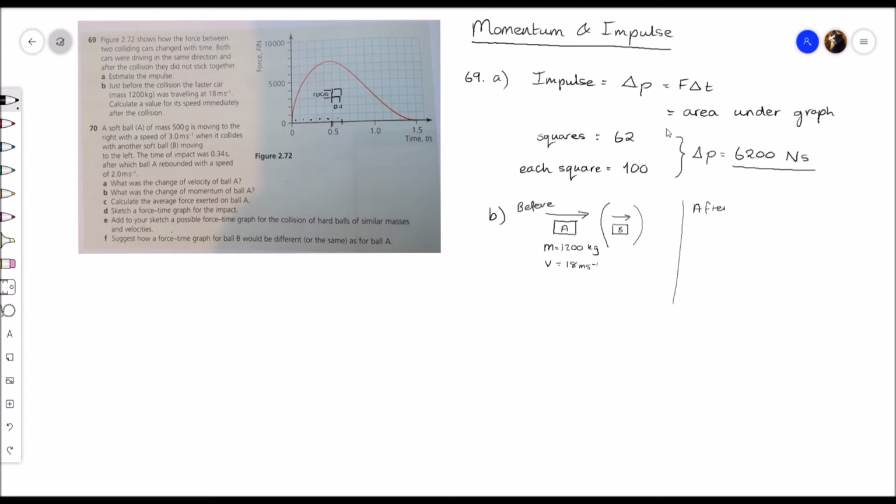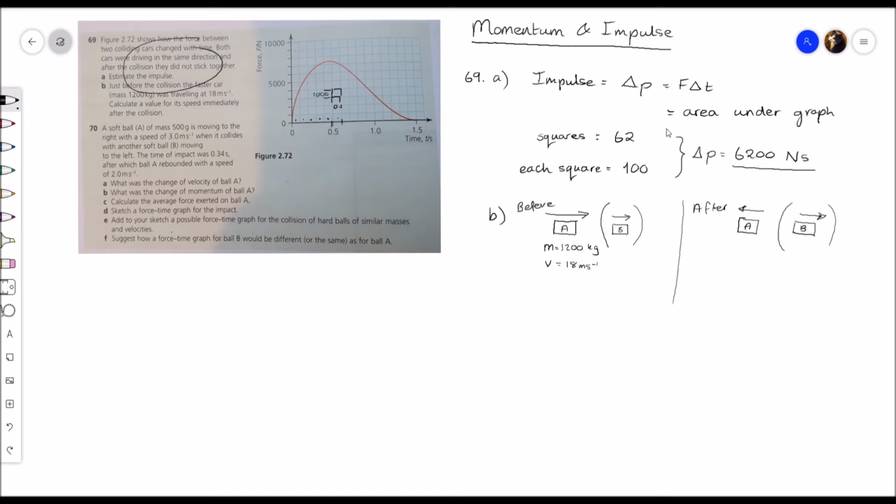Now this is where we need to read the information up here. It says after the collision they did not stick together, so the two cars aren't heading off in the same direction. What they are doing, if they're not sticking together, is B is going to be heading off in this direction, and A, this is really important, is going to be bouncing back. Probably with a lesser velocity, but we don't know. A is going to change direction. So that bit where it says they did not stick together means that A is going to be coming back. Again, we don't know anything about car B.